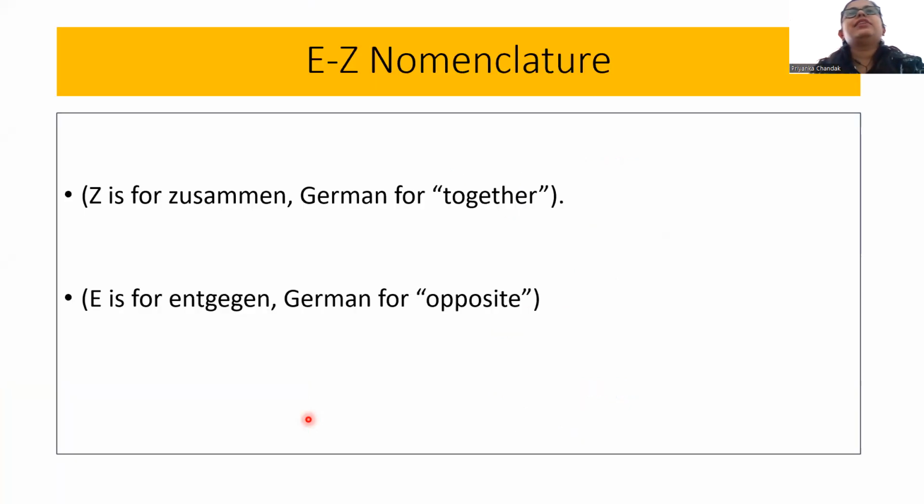Now the second classification, E and Z nomenclature. Z is for zusammen, which is German for together. E is for entgegen, German for opposite. So I have, let me erase this so I can move further.